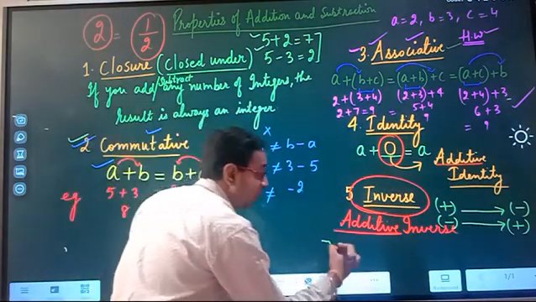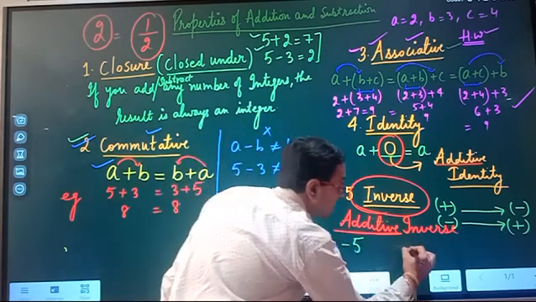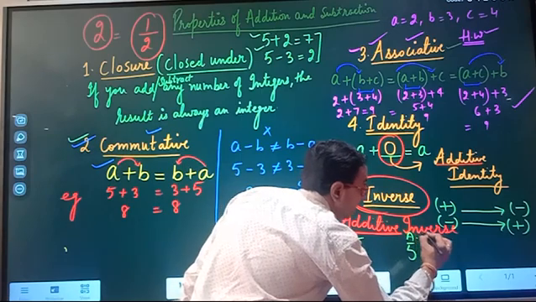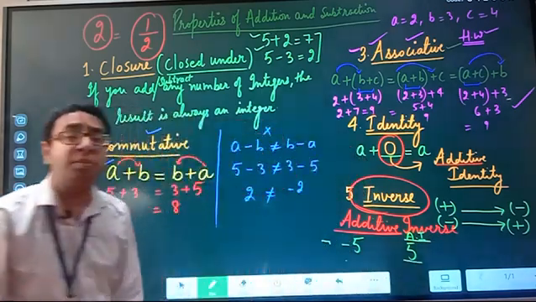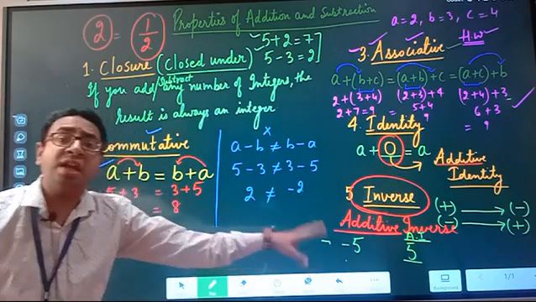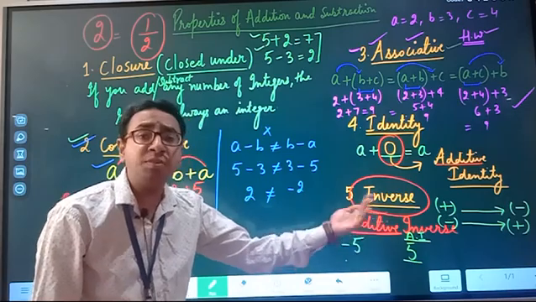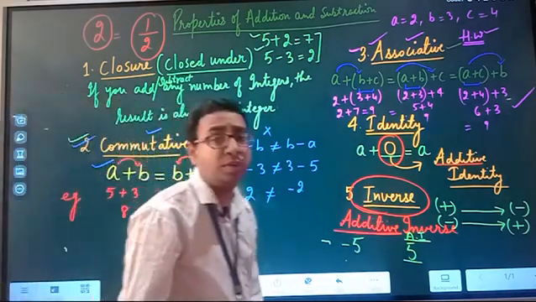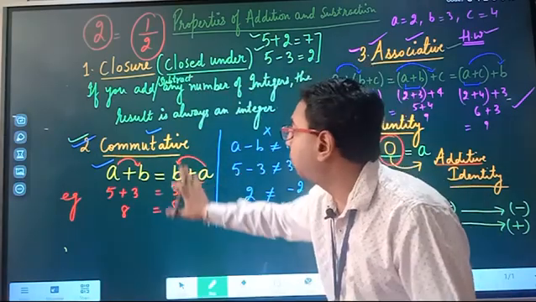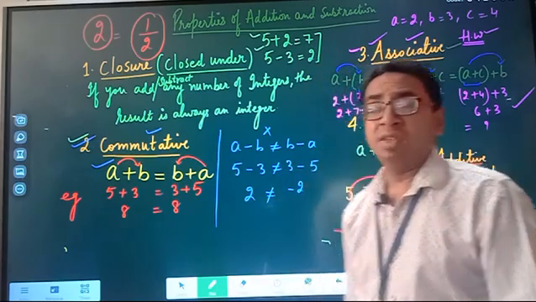For example, what is the additive inverse of minus 5? The answer is 5. So the additive inverse of any number is just changing the sign of that number. Plus will become negative, negative will become positive. Are we clear? Any doubt with this? So these are the 5 important properties of integers that you have to follow. Any doubt anyone is having till now?